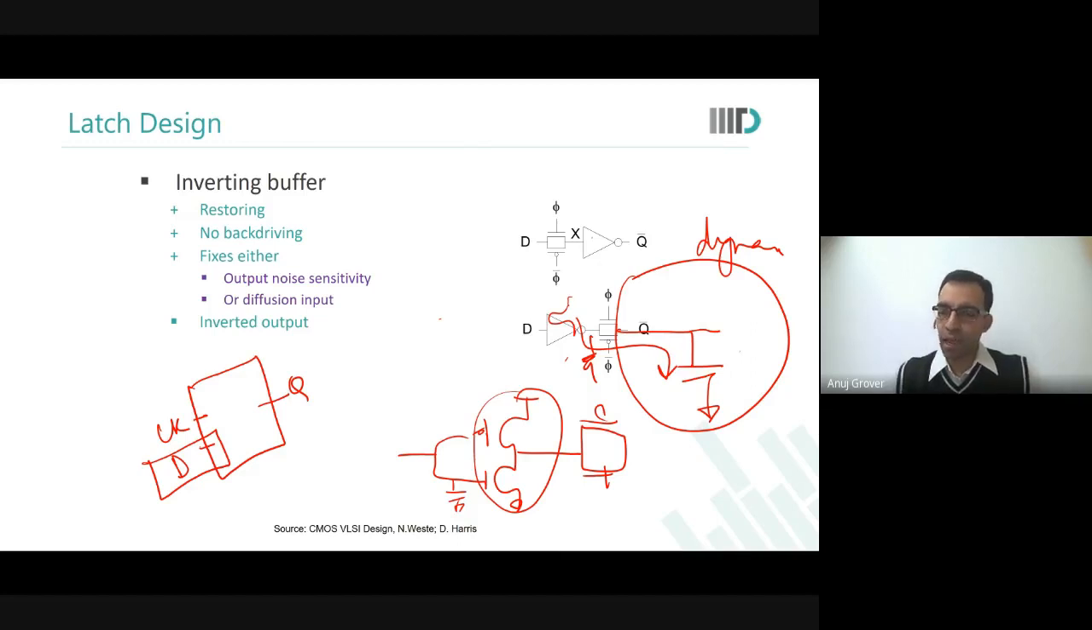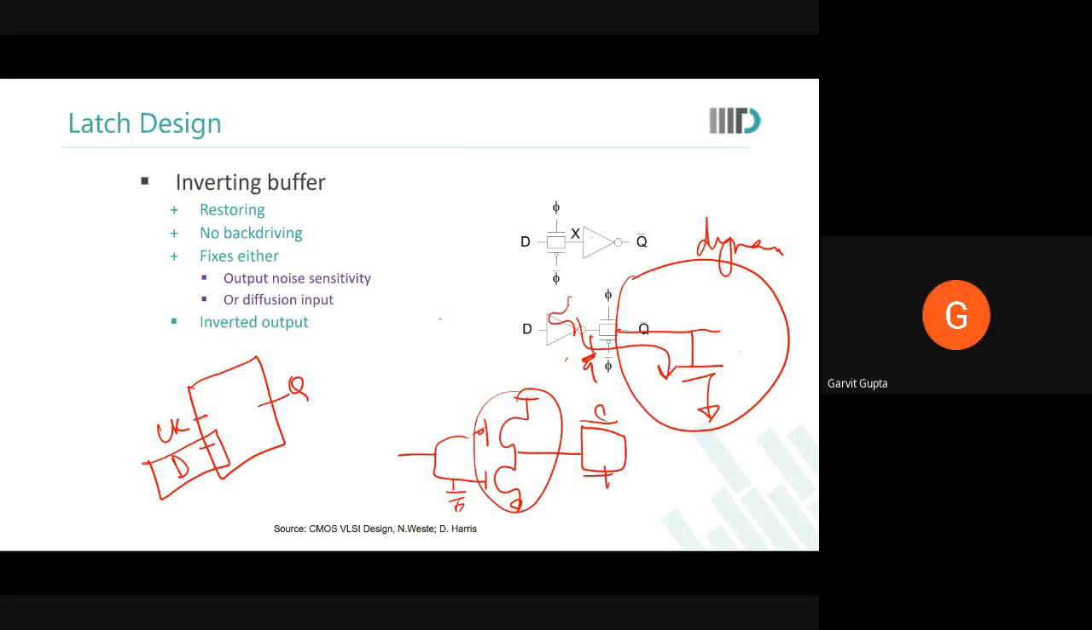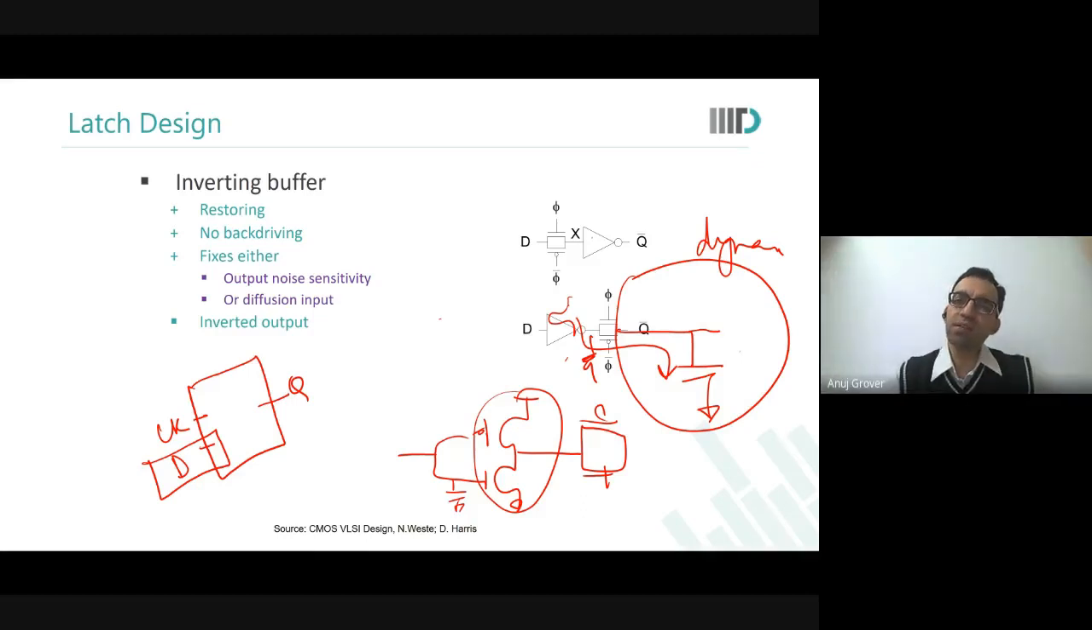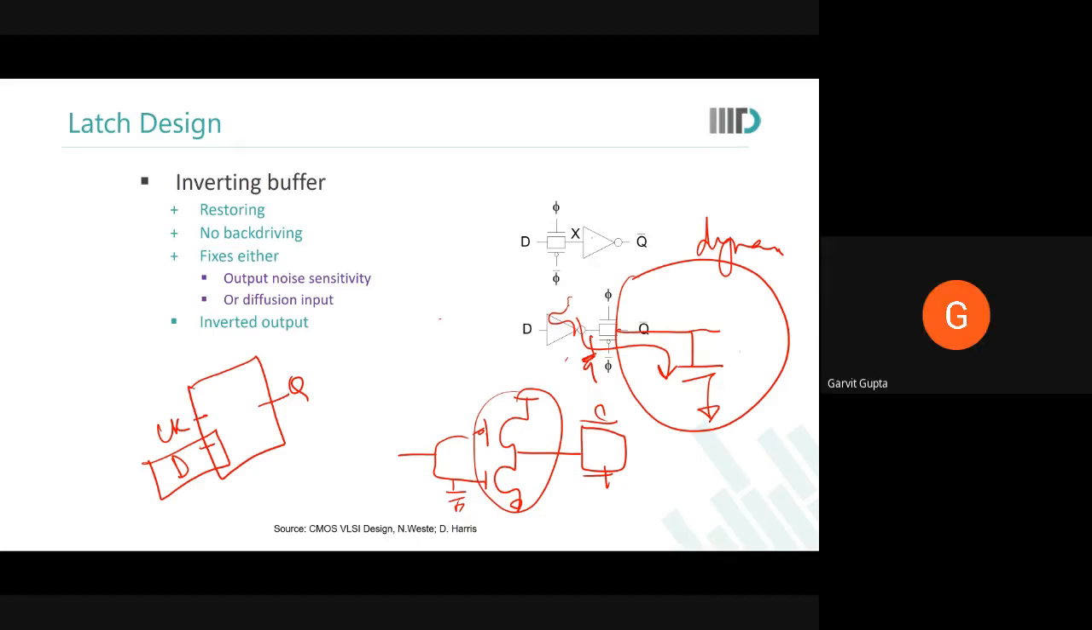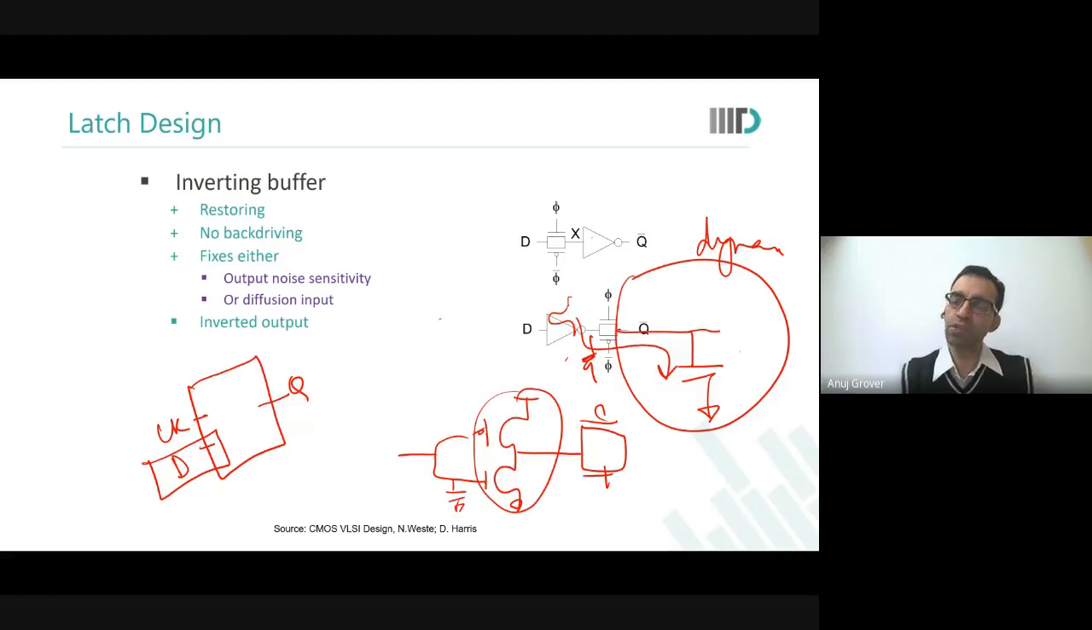ठीक है, आगे बढ़े. And sir, one more thing, what we meant by restoring and non-restoring? Restoring and non-restoring means that the output will not be driven to 1 or full ground. Okay. So in this case, it's full VDD to ground. So that's why it's called restoring. That's it. Okay, sir. Thank you, sir. आगे बढ़े.